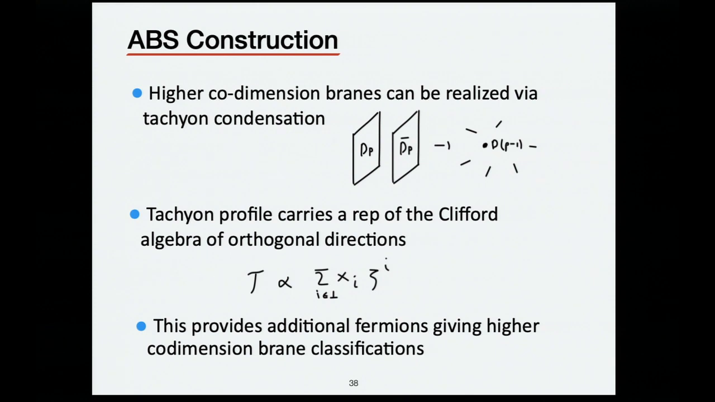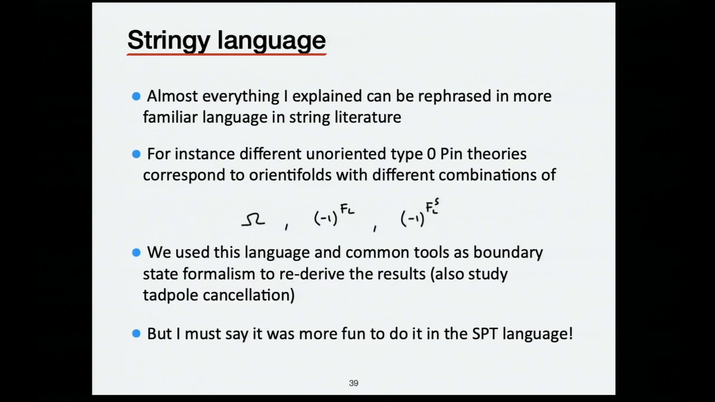All right, so almost everything I explained can be rephrased in more familiar stringy language. So all these unoriented theories, we have understood now that they can be thought of as gauging different combinations of worldsheet parity, space-time fermion number, and worldsheet fermion number. So depending on which product of these things I gauge, I get some of these different theories. And we also use this language and common tools such as the boundary state formalism to rederive this brane classification and see that everything makes sense using more familiar techniques. But I must say that it was much more fun to be using this SPT language and thinking about anomalies and so on.